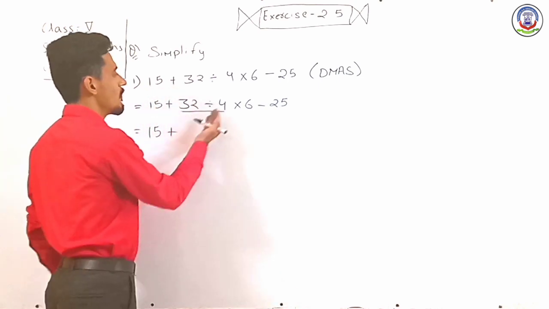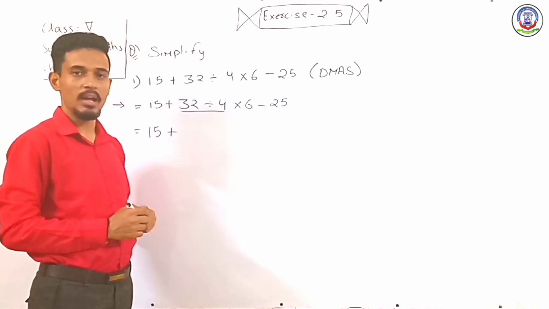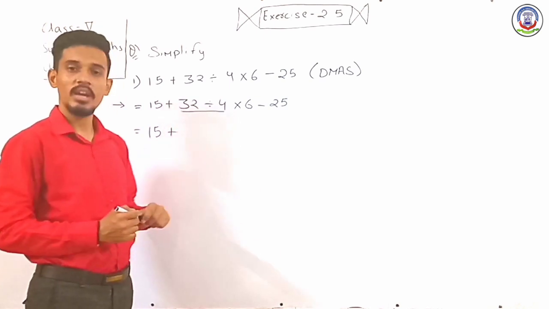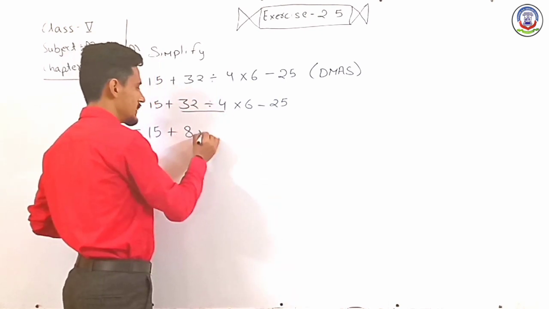Now 32 divided by 4. It means 4 की टेबल में 32 कितनी बार में आता है? तो 4 की टेबल में 32, 8 टाइम्स में आता है. So we write 8. Then remaining same.